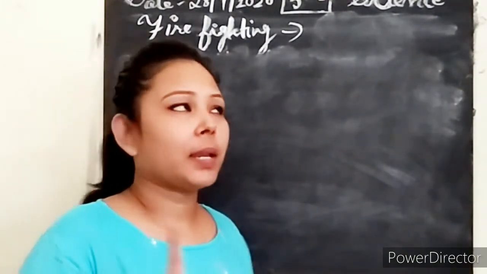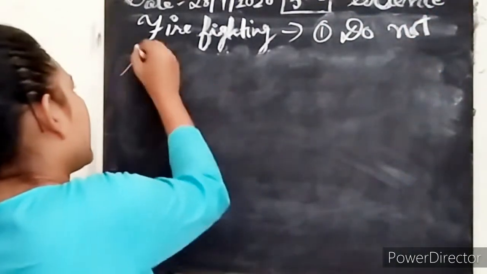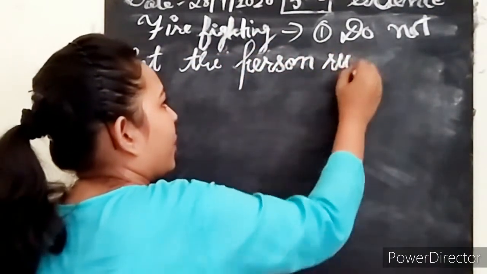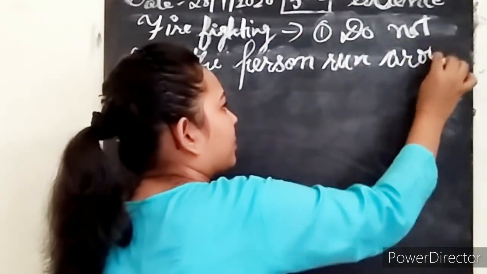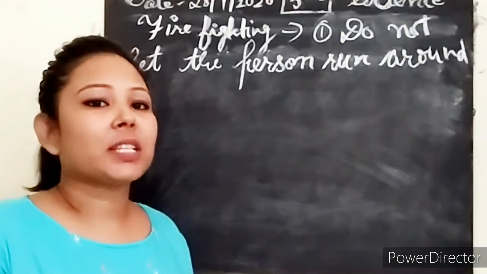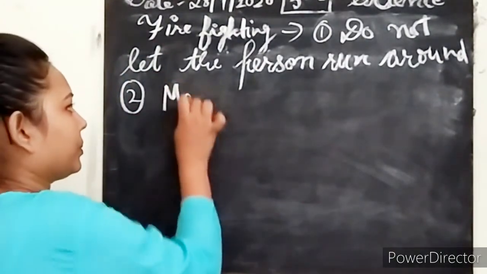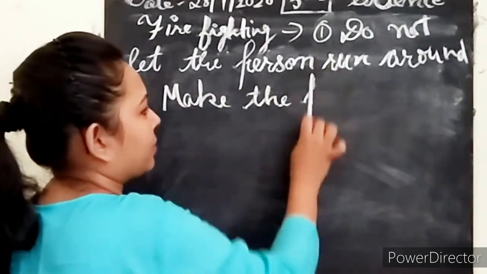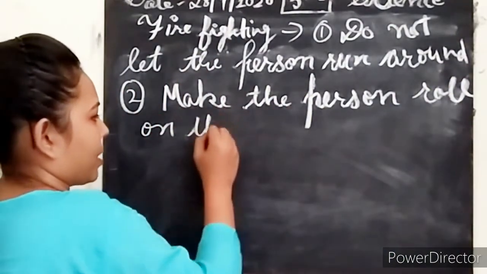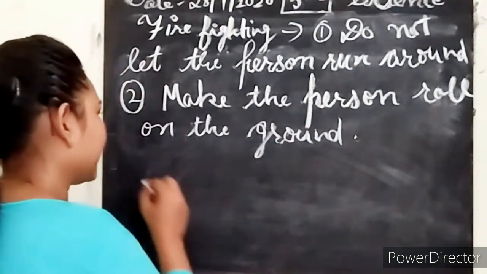So the first thing, do not let the person run around. Clear? And the second case, just make the person roll over and over on the ground. Make the person roll on the ground. Got it? And the third case.